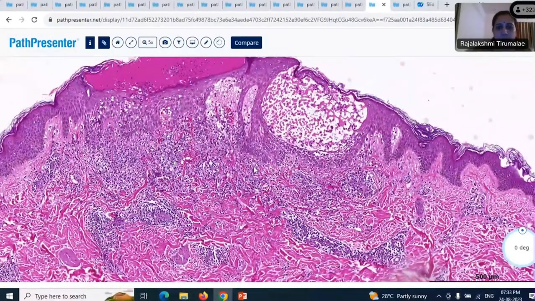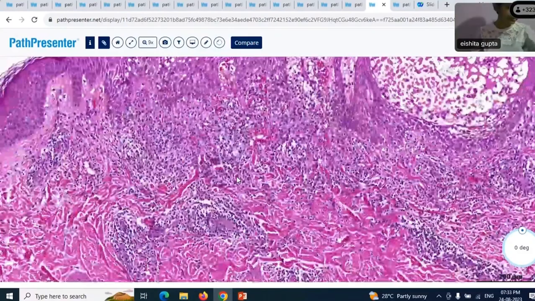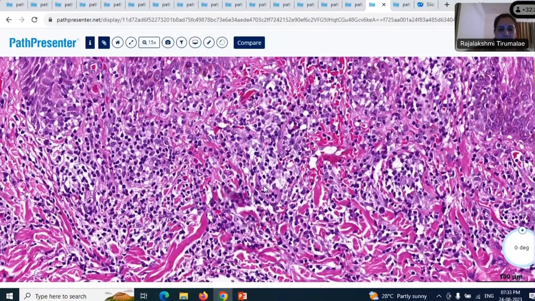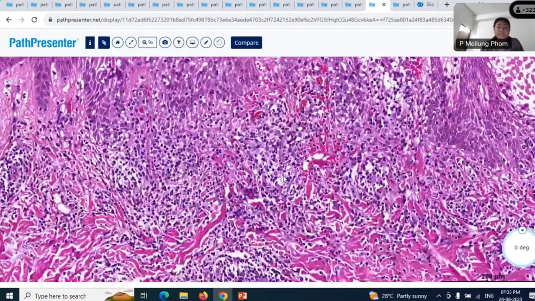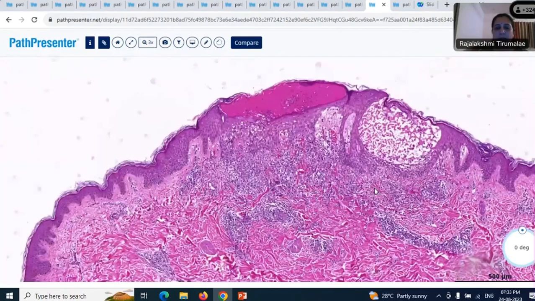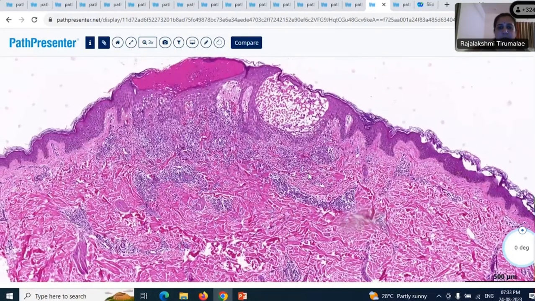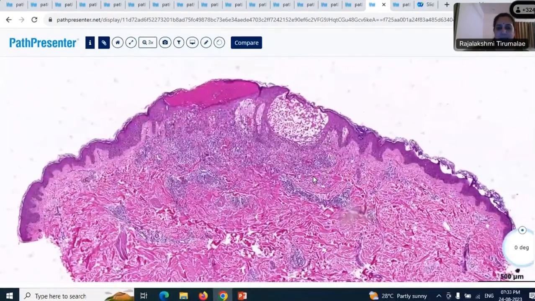Would you like to comment on the infiltrate? What is the nature of the infiltrate? Lymphocytic. Yeah, so it is predominantly lymphocytic. So you're not seeing too many other cells. Right, okay. So if I could just refine your description a little bit. So as you rightly said, this is a perivascular infiltrate.